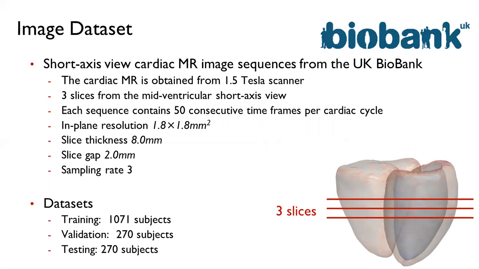The data we use is from the UK Biobank. We focus on the mid-ventricular short axis view. Each sequence contains 50 consecutive time frames per cardiac cycle. The sampling rate is 3.